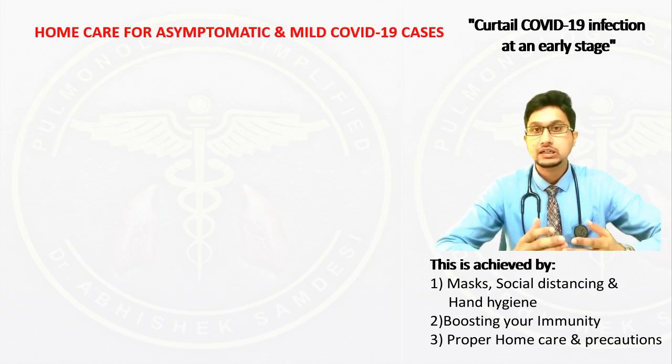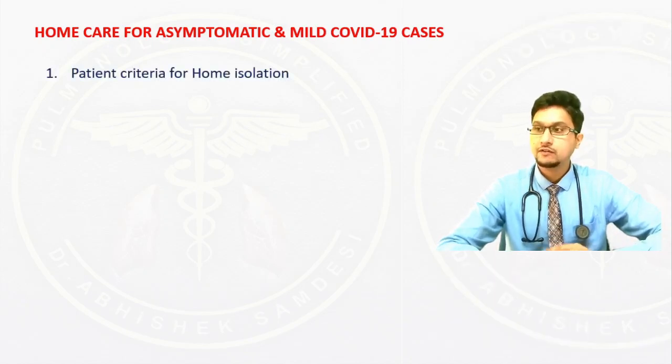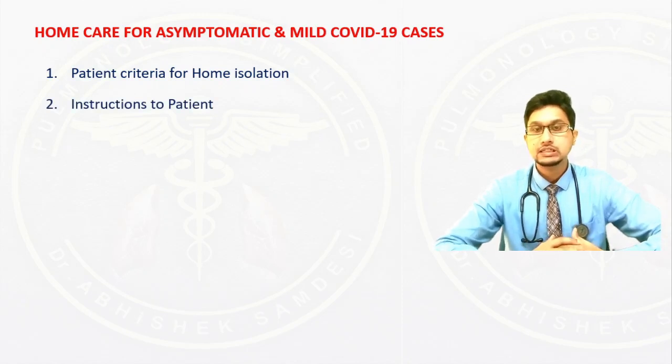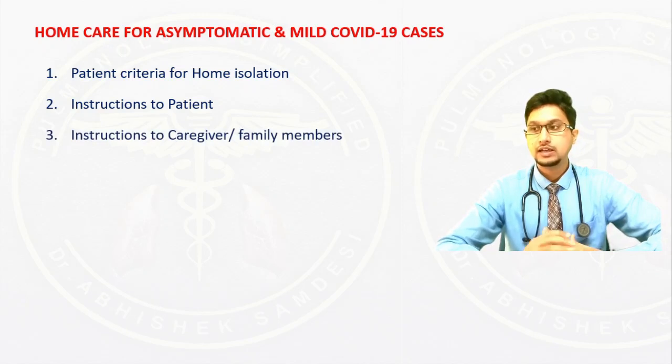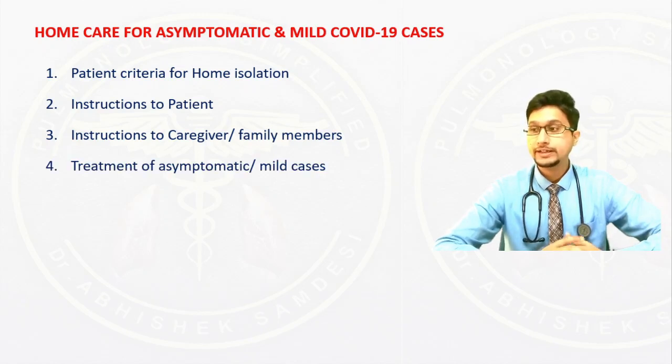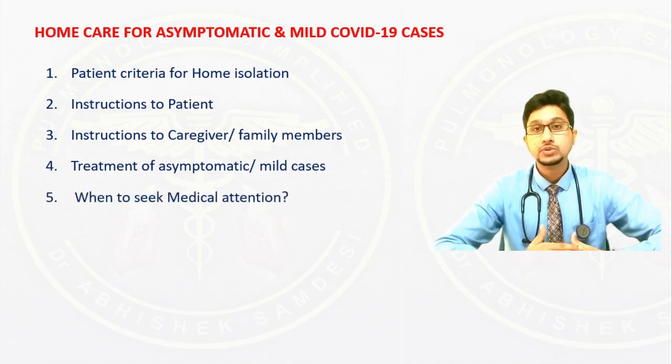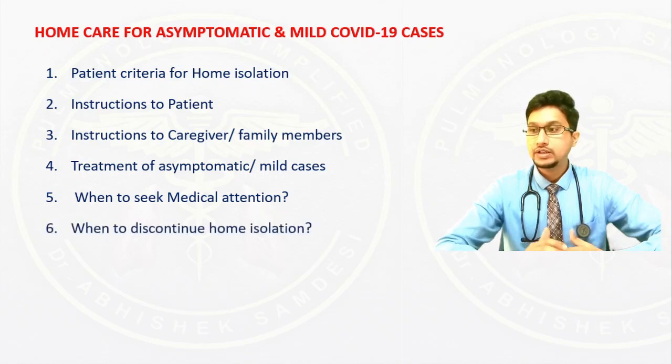I'll be discussing regarding the same under the following headings. First is the patient criteria for home isolation. The second thing is the instructions to the patient, what he has to do and what he should not do. Then I'll be talking regarding the instructions to the caregivers or the family members. Then I shall talk regarding treatment of asymptomatic or mild cases. And after that, when to seek medical consultation or attention, and then when to discontinue home isolation. Under these topics, we shall discuss one by one.